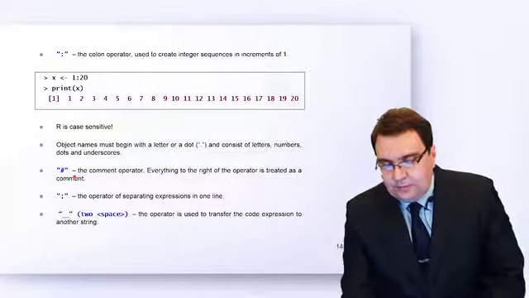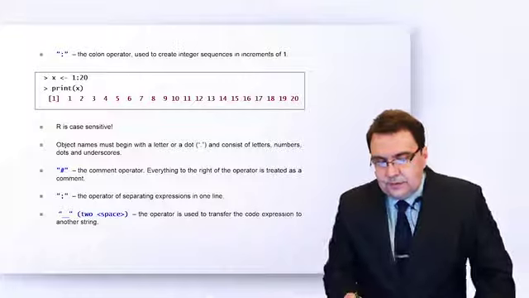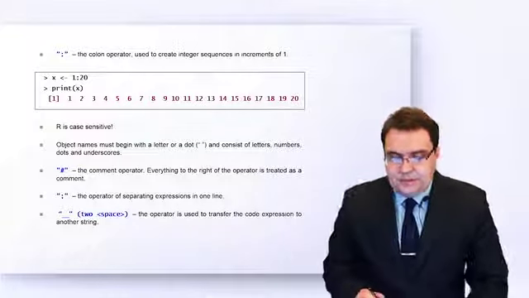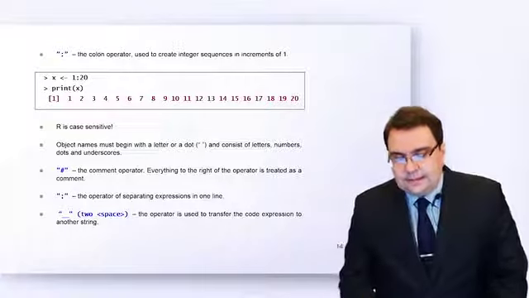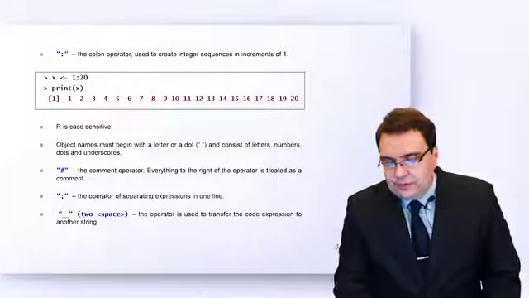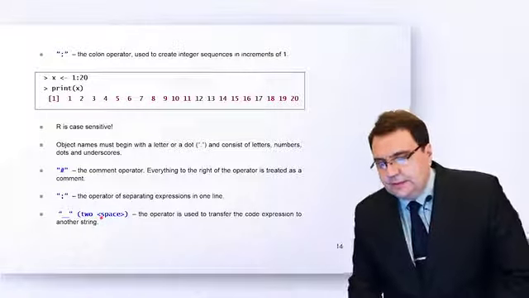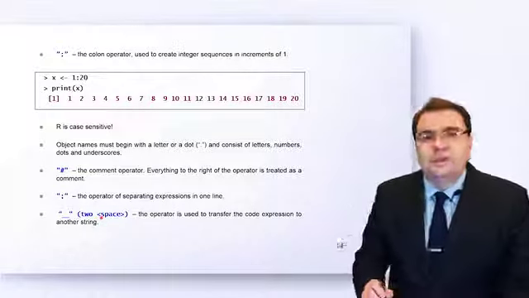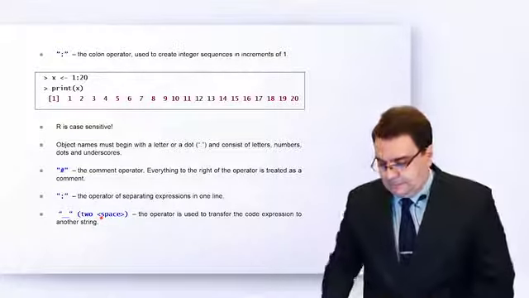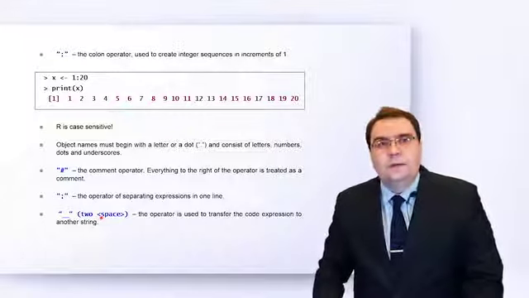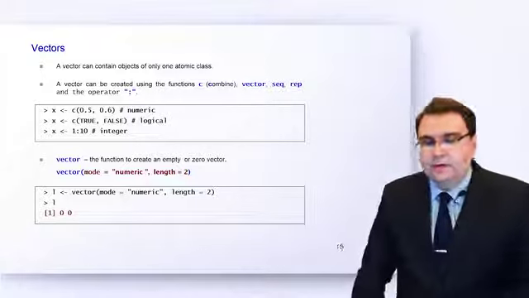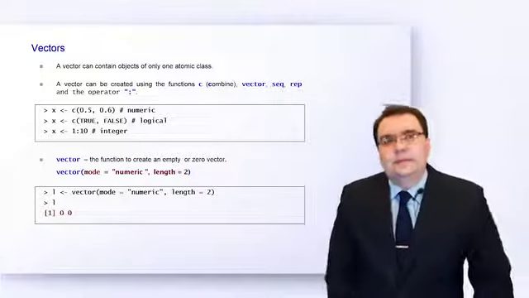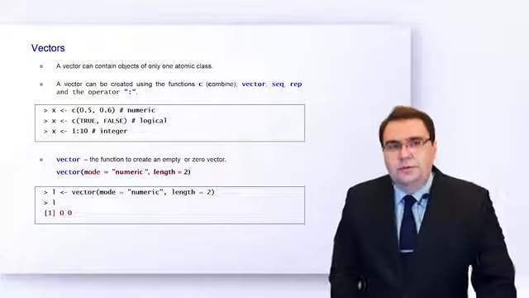Then semicolon is used for separating expressions in one line. And then the sign of two spaces, the operator is used to transfer the code expression to another string. These were important elements of R that may significantly simplify your work.